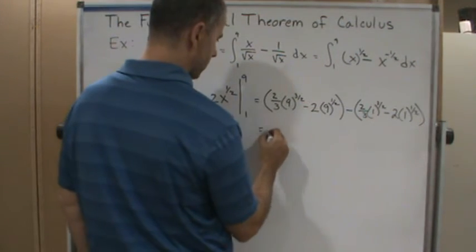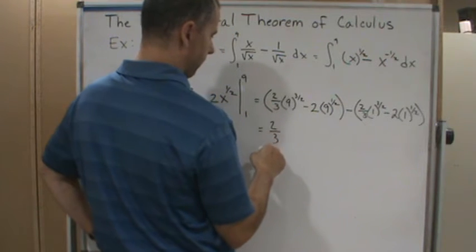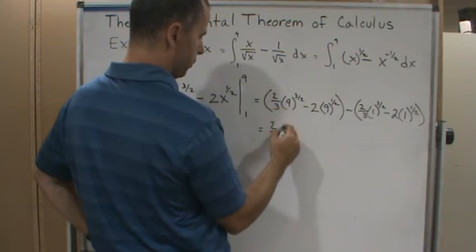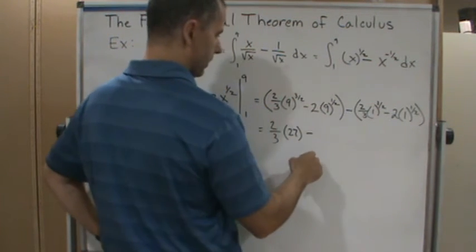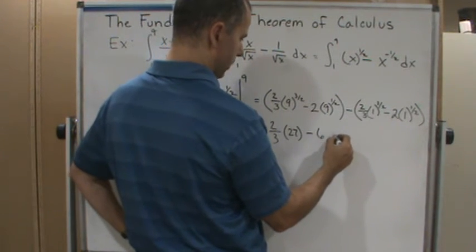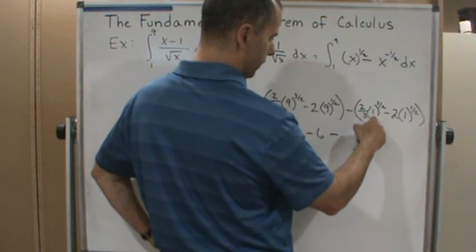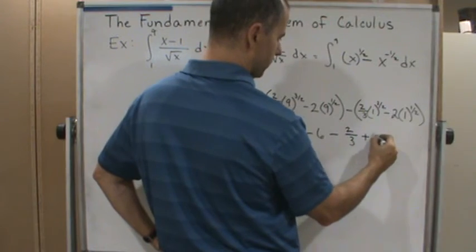So now I'm just going to simplify this. This is going to become 2/3 times 3 cubed, which is 27, minus 3 times 2, which is 6. Now I'm going to subtract this whole thing. This is just going to be 1, so this is going to be minus 2/3 plus 2.